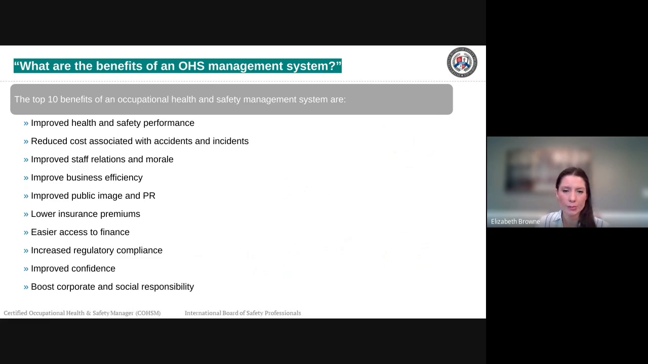We've increased our regulatory compliance, and honestly, ISO 45001 generally surpasses the requirements that a lot of the federal laws or legislation require. It can improve confidence for everyone involved, improves the culture overall and can boost corporate and social responsibility. So I hope you see the need here and the importance of having a written and documented occupational health and safety management system, and utilizing something like ISO 45001 as a framework to do so.